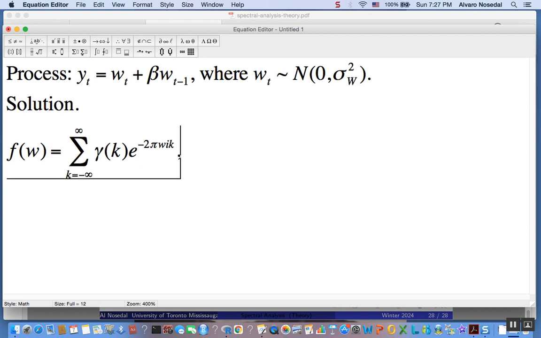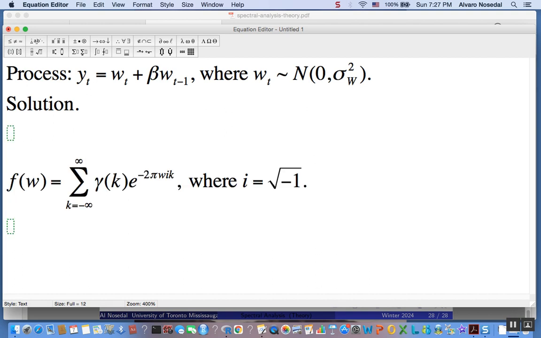So let me just remind you about that, where I equals square root of negative 1. Okay, so we would like to apply that definition. That would be the spectral density. So first we're going to find the spectral density, and then we're going to find the normalized spectral density. Okay, so spectral density.